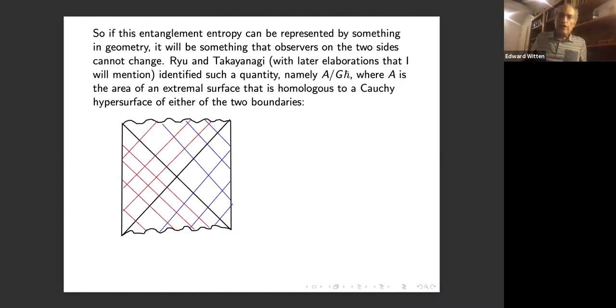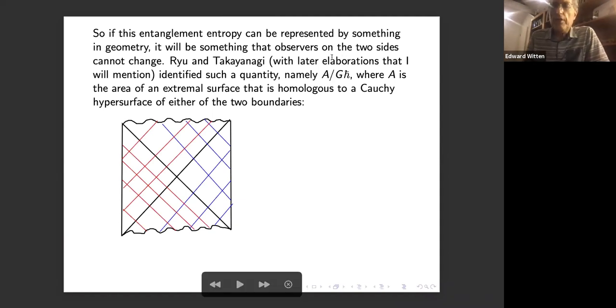Ryu and Takayanagi identified such a quantity, not by following the logic I'm telling you. Well, okay. Ryu and Takayanagi, as interpreted by later authors, identified such a quantity. Namely, I left out a factor of 4. It should be A over 4G ħ, where A is the area at the one point that the left and right observers can't do anything to. You see, they can send in signals from the left and right boundary that travel no faster than light into either the future or the past. And those signals can reach everywhere in this picture except one point where the two horizons cross.